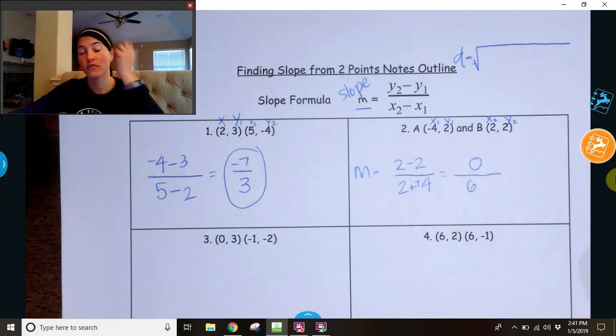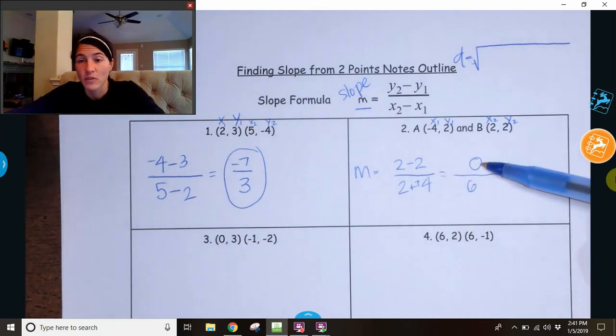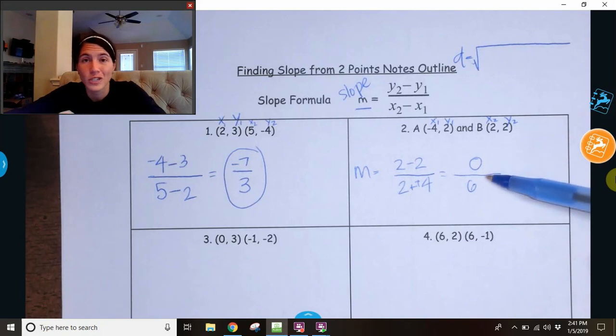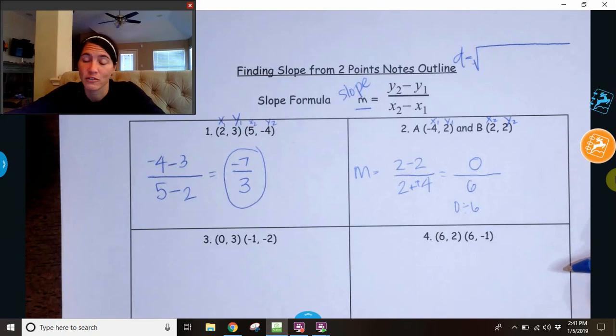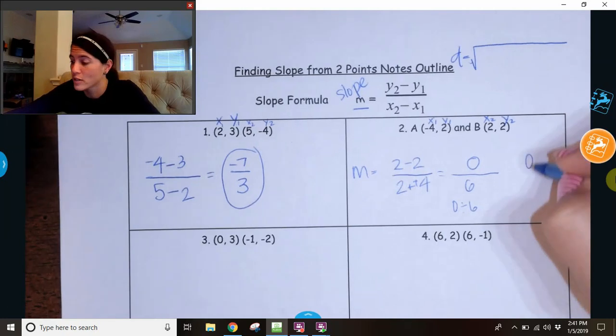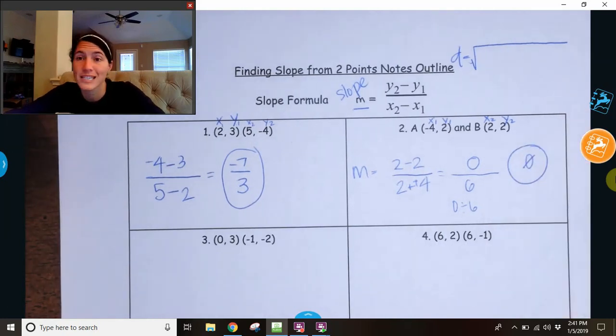So here's a couple of things. We have 0 on the top, 6 on the bottom. If you're not sure what to do, type it in your calculator and double check. 0 divided by 6. And let's see what your calculator says. Your calculator is going to tell you 0. And so the answer is just 0. This is a 0 slope.